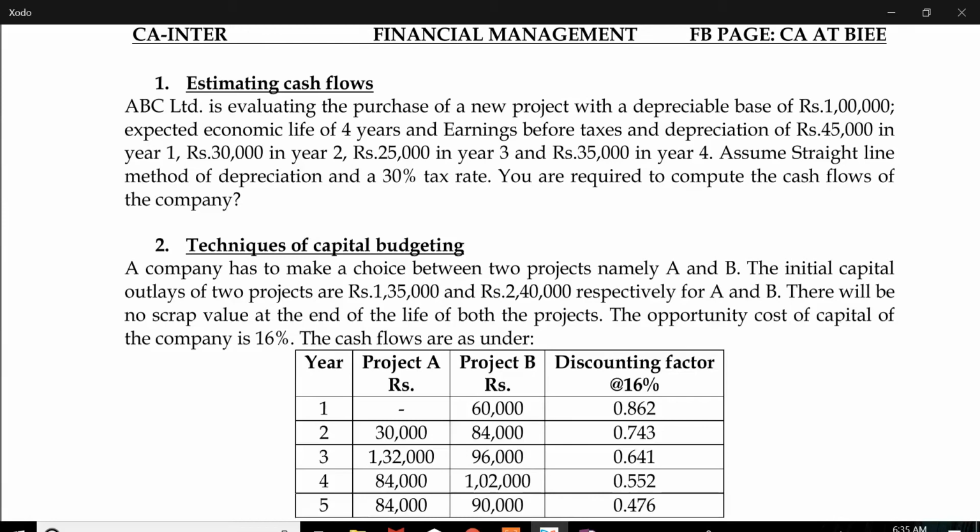Question number 2. Underline that. Consolidated format for calculating all techniques.